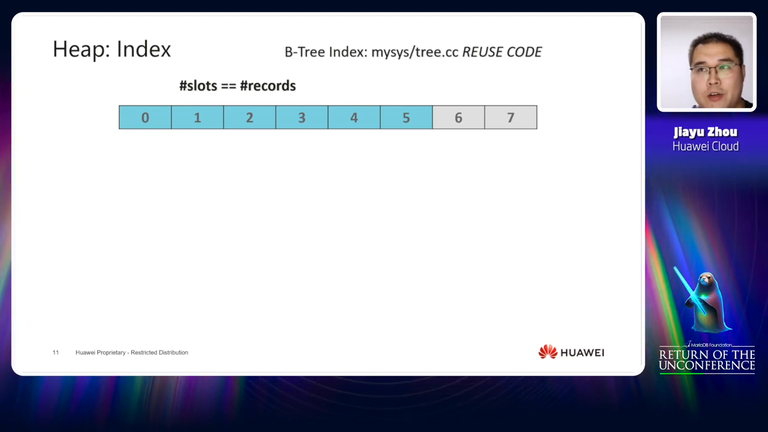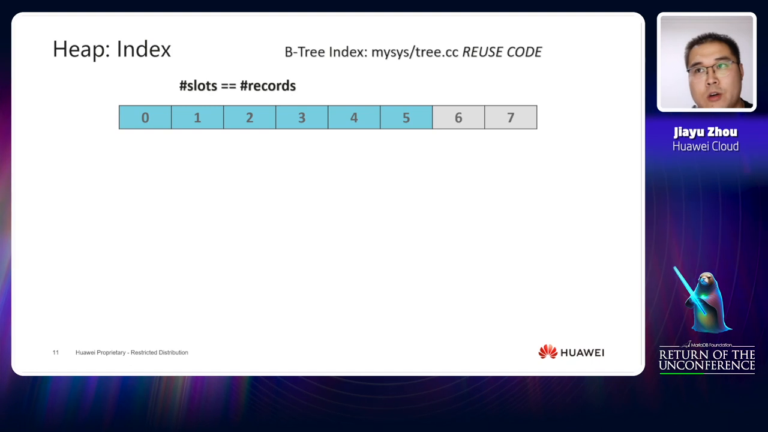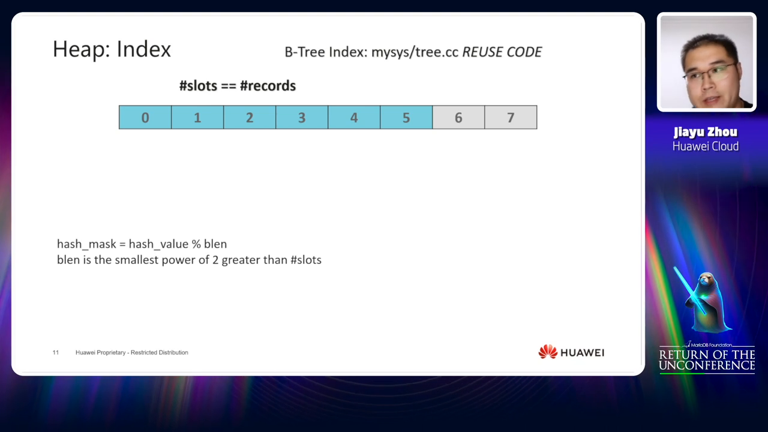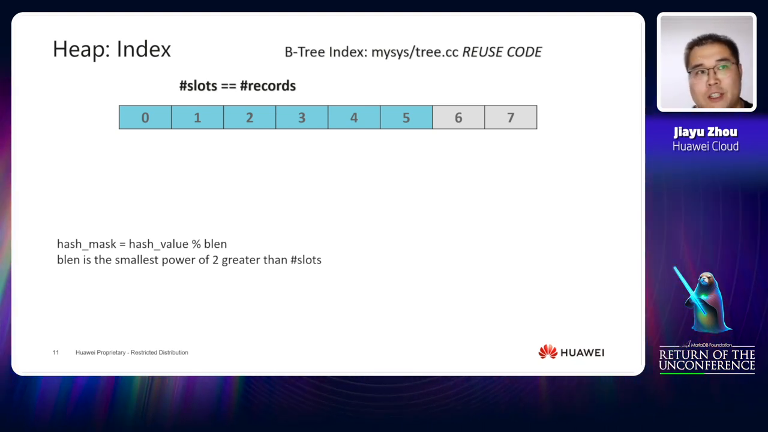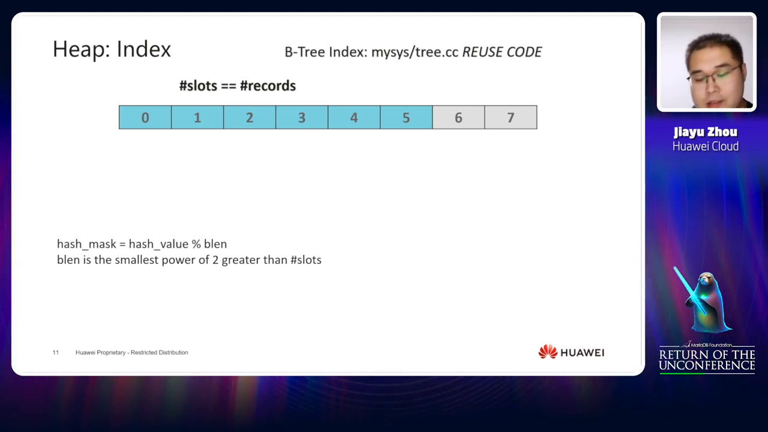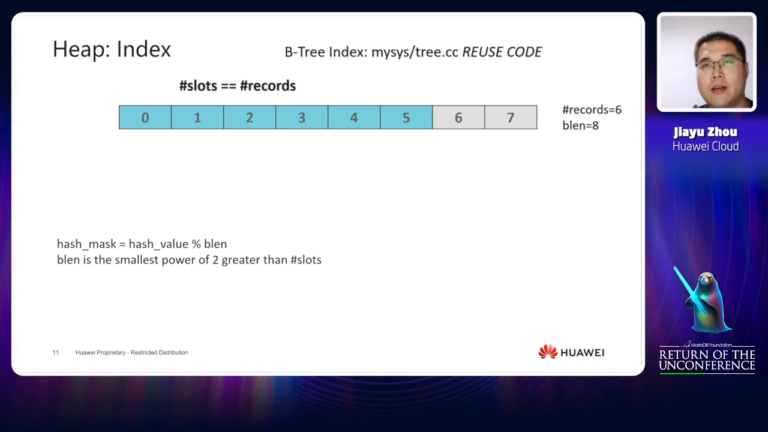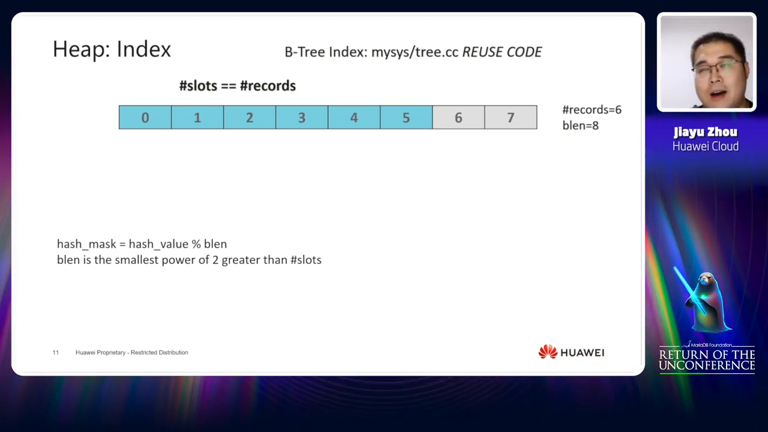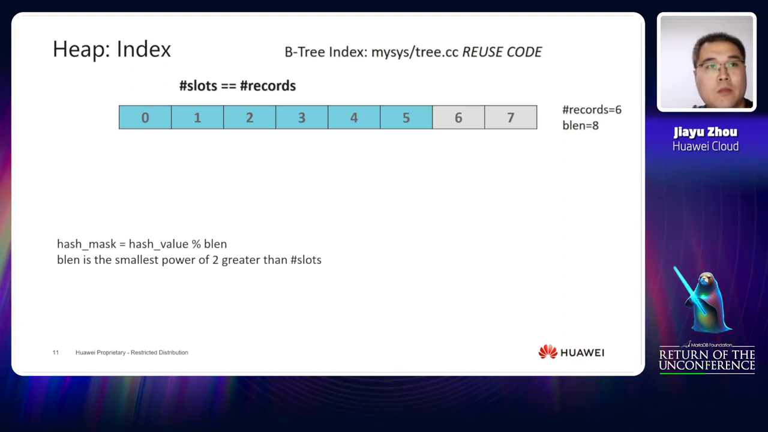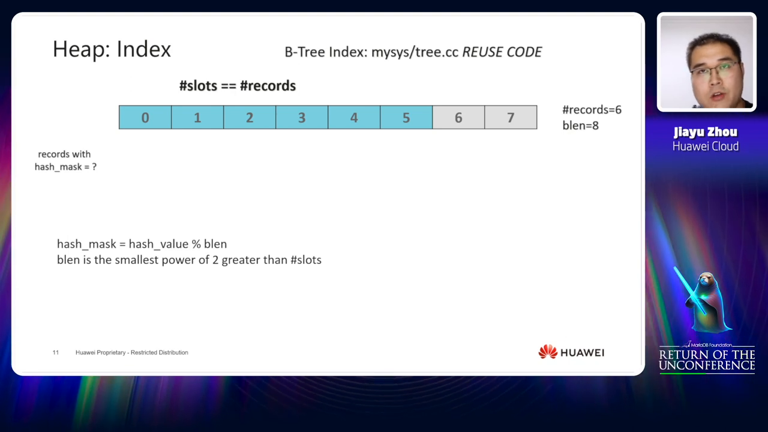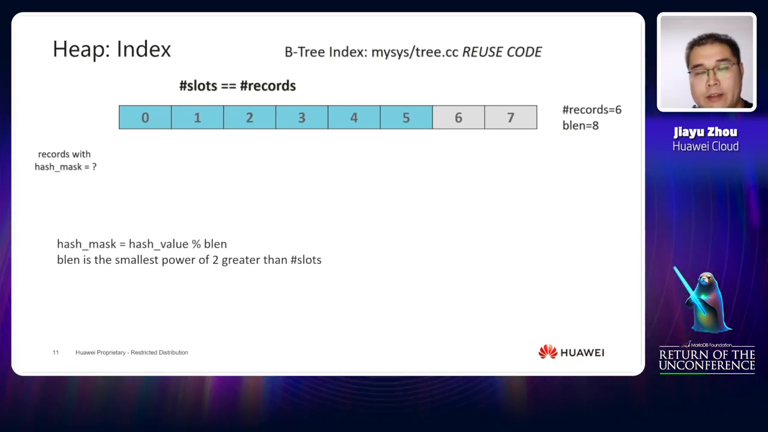The most special part of this hash algorithm is that the number of hash slots is always equal to the number of records. Let's explain how it achieves it. Hash mask equals hash value modulo buckets. Hash value is the return value of the hash function. And buckets is the smallest power of two greater than the number of slots. Just like if there are six records in this Heap engine right now, then the buckets value will be 8, because 8 is the smallest power of 2 greater than 6. And how are the records stored in the array in the hash map?